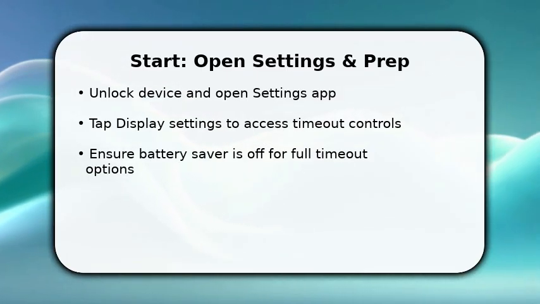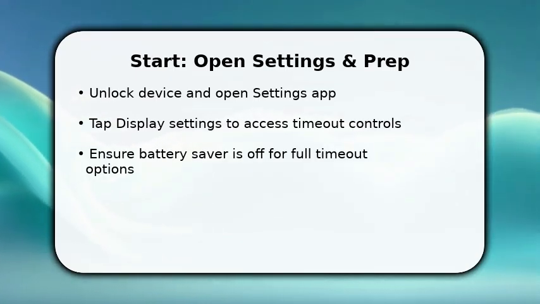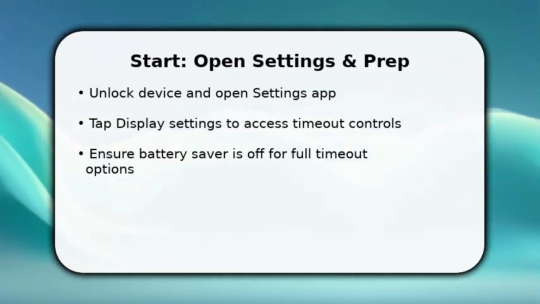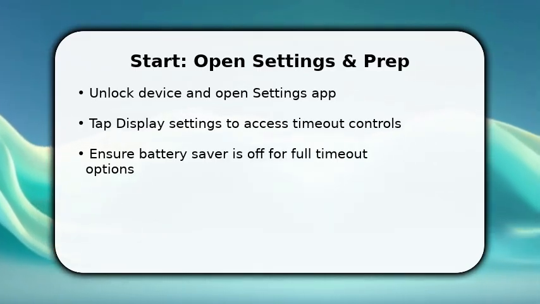You need these visible. Make sure battery saver is off because it can force shorter timeouts. Disabling it ensures you'll see and set the full range of intervals. If you have a search bar, type screen timeout to jump faster. Otherwise, navigate display sleep to proceed to the next step.